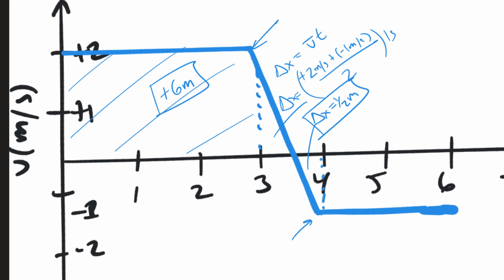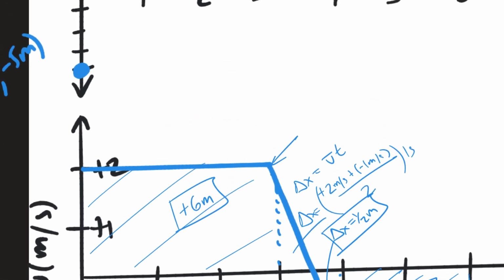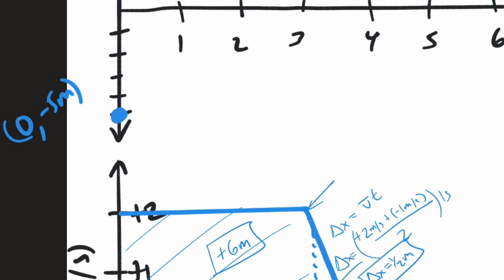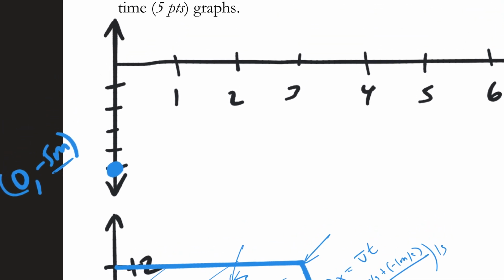So that tells me how much I'm going to change over that 1 second. And then this last little rectangle here has a height of 1, or really a -1, and it's got a width of 2, so we're going to have -2 meters right there. Okay, cool. So now we're going to go up here, and let's see what we can do. We started at -5 right here, and we're going to go up 6. So right here, we're going to end up at +1.